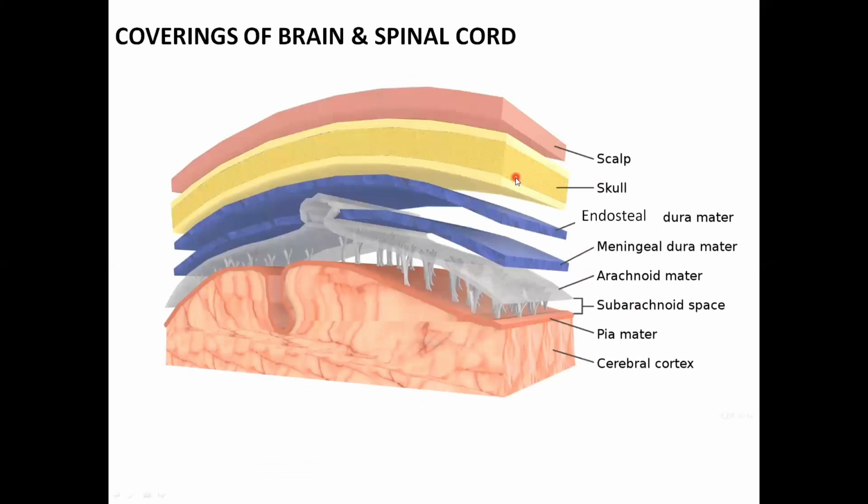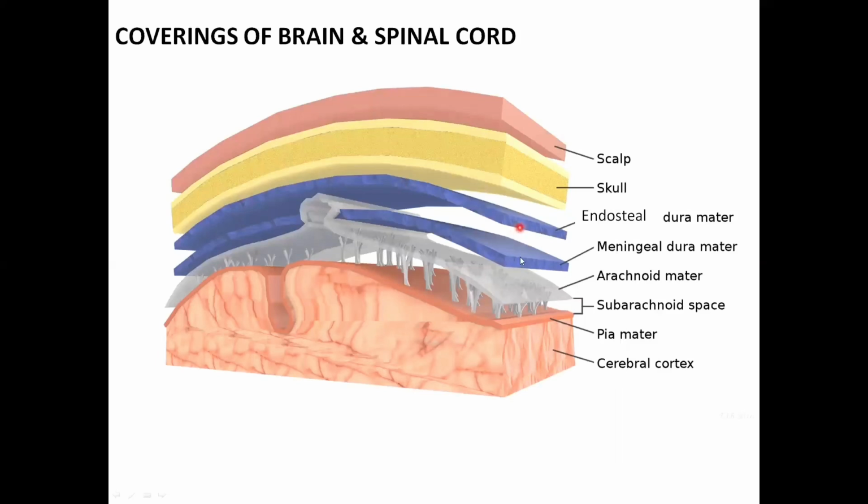Coming to the coverings of brain and spinal cord, you know that the brain and the spinal cord are covered by the meninges. And these meninges include, from outer to inner, the dura mater, the arachnoid mater, and the pia mater. Okay. So the dura mater is the outer tough layer.